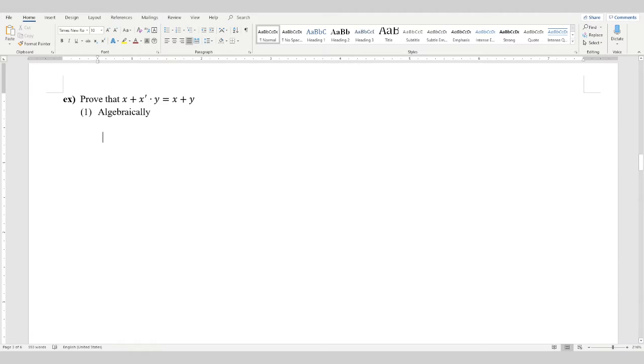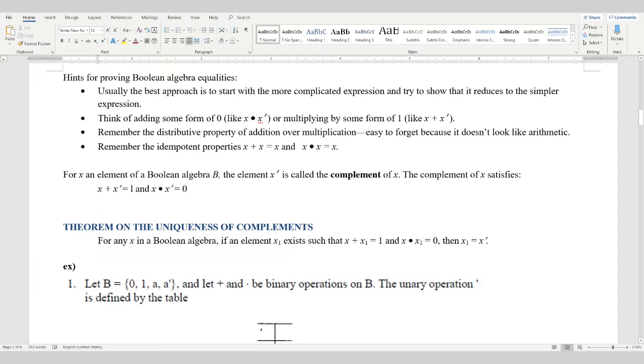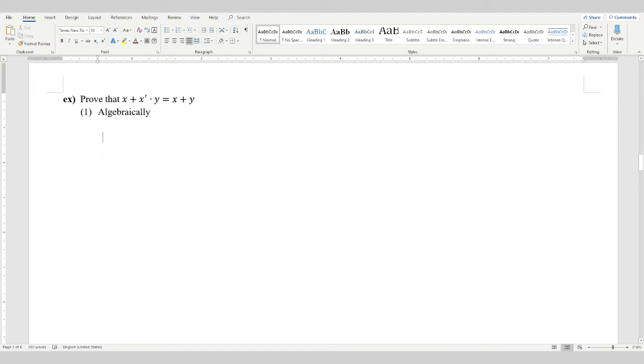I'm going to scroll up a little bit here to the last page, this list of rules for hints for proving these Boolean algebra equalities. And usually the best approach is to start with a more complicated expression and try to show that it reduces to the simpler expression. So the left side is the more complicated expression, and we're going to focus on this and see if we can show that it's the same as x plus y.